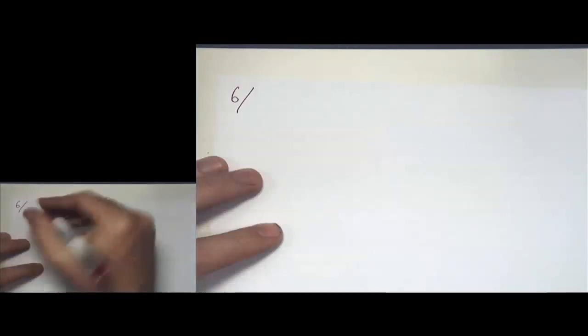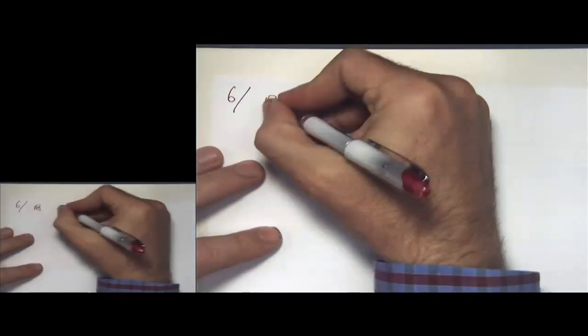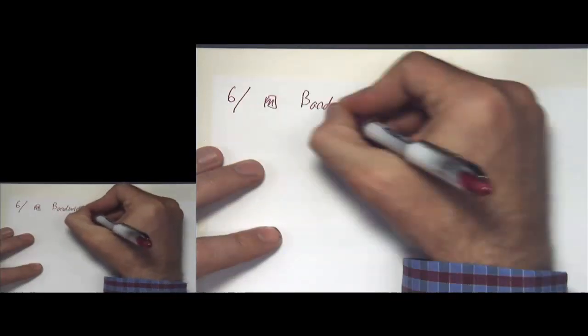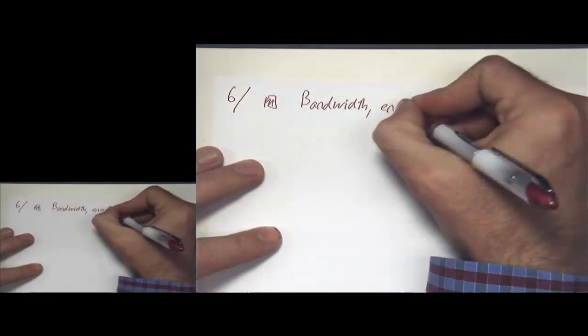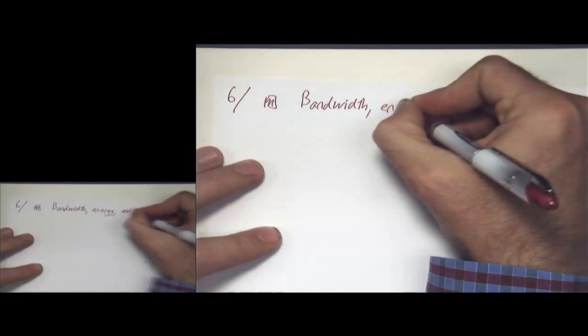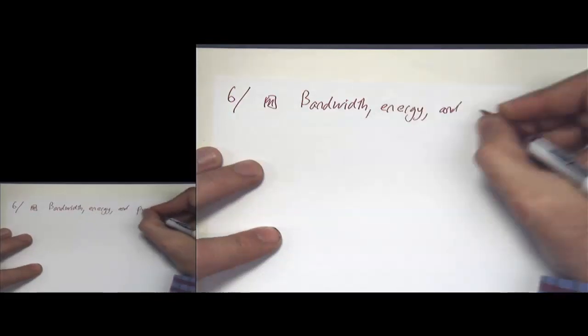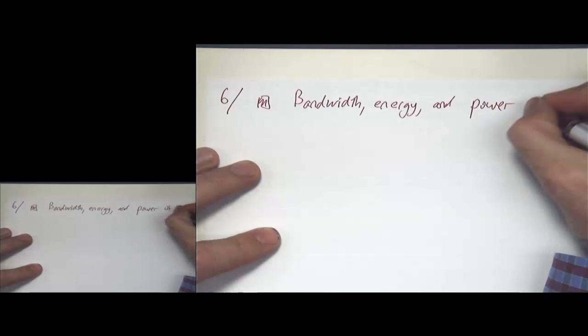Okay, all right, so that's constellations. Now, let's talk about the bandwidth, energy, and power. So this is essentially just going to be a definition, so it's going to be short. So this is bandwidth, energy, and power of x of t here.